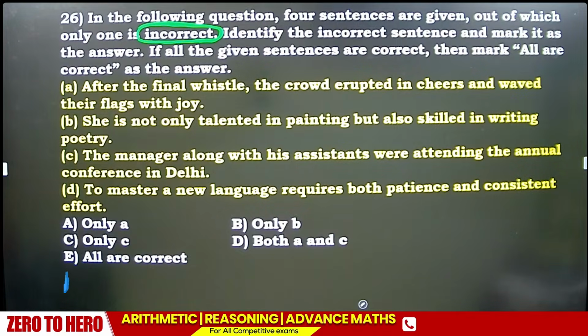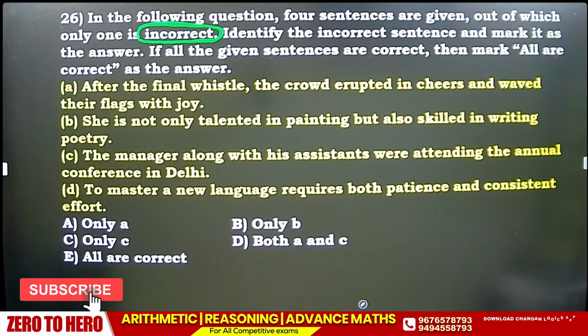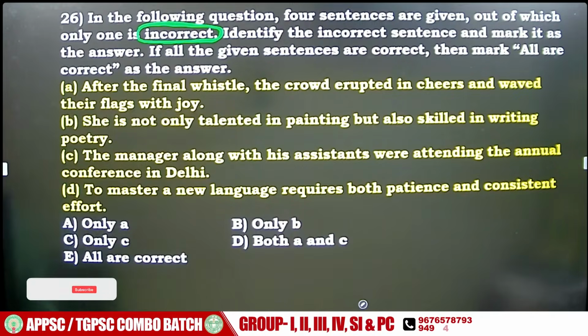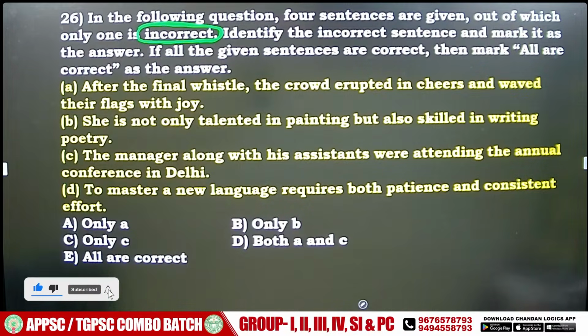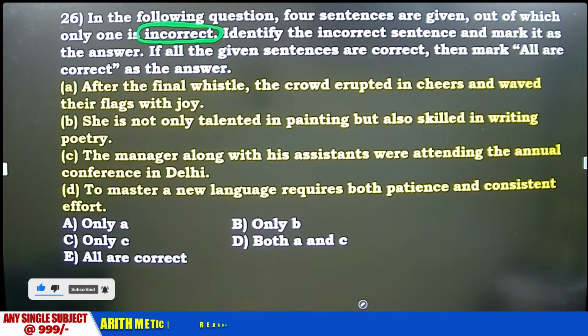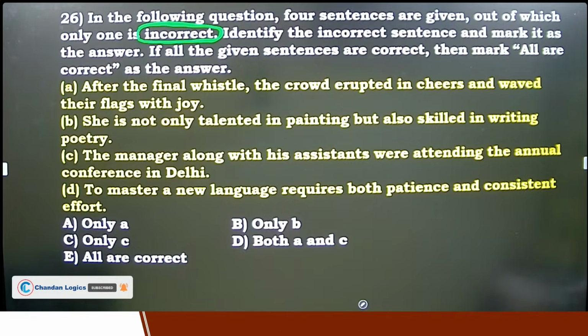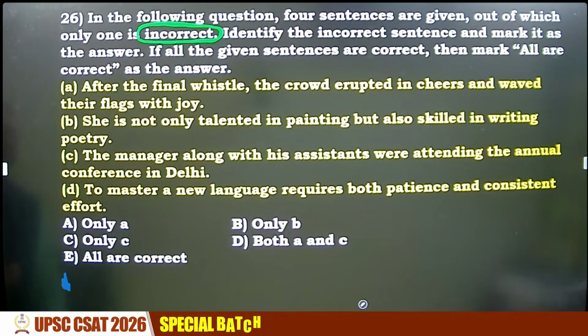So there may be 1 incorrect statement, there may be 2 incorrect statements, there may be 3 incorrect statements, or all are correct is also possible. What do you think, guys? Okay. Let us read the first option.